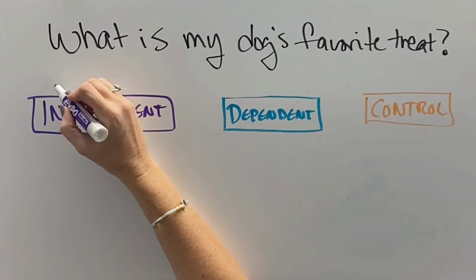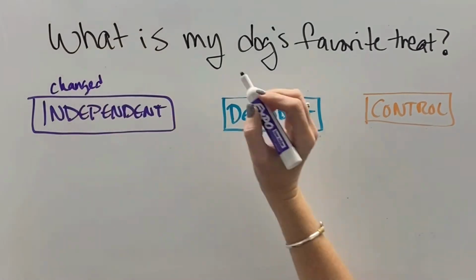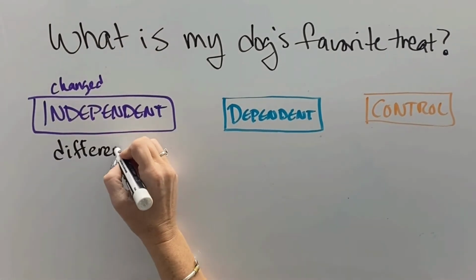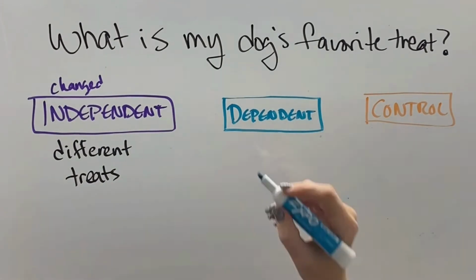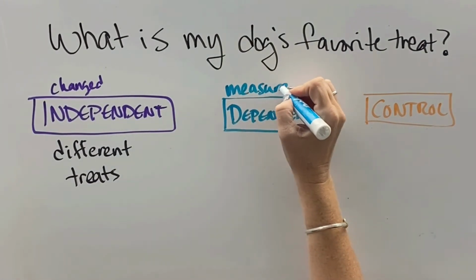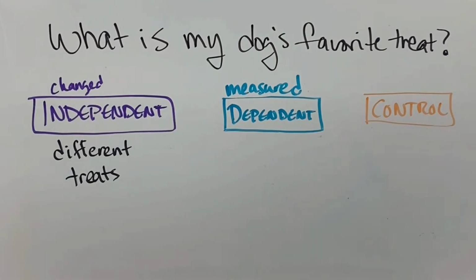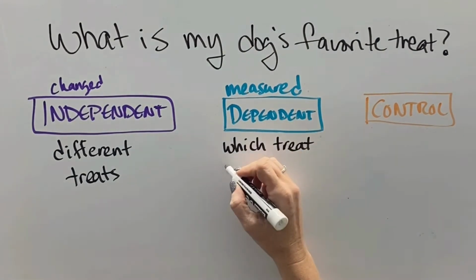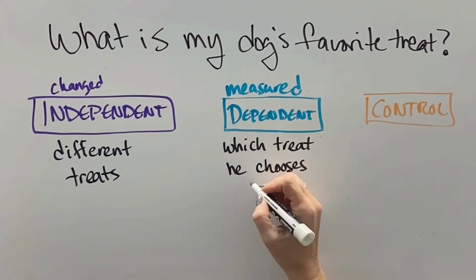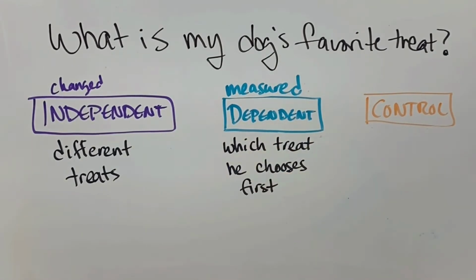If I wanted to design an experiment to try to figure out what my dog's favorite treat was, then I need to figure out what I'm going to change in my experiment. And I would use different treats because that's what I'm trying to figure out, right? What I'm looking for is some sort of measurable effect in his behavior in order to determine which treat is his favorite. So I'm going to go with which treat he chooses first if I lay them all out in front of him.